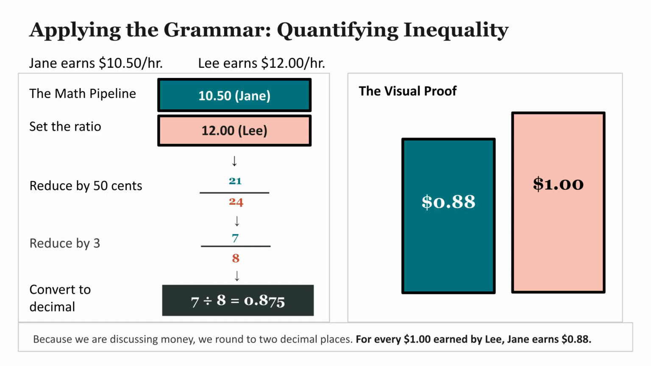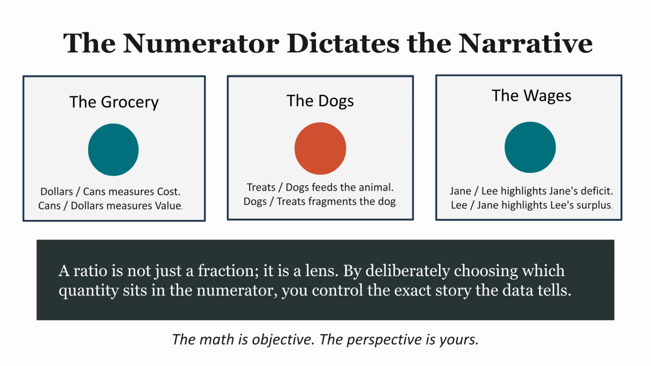Applying these rules, we can quantify inequality in hourly wages. By setting the ratio, reducing the numbers, and converting to a decimal, we find exactly how much one person earns relative to another's dollar. Ultimately, a ratio is not just a fraction, it is a lens.